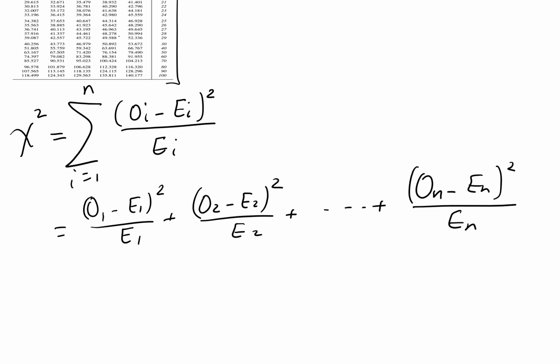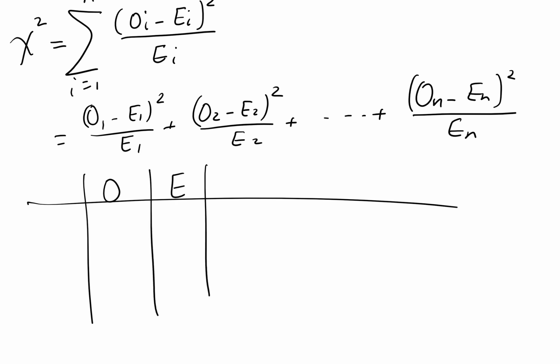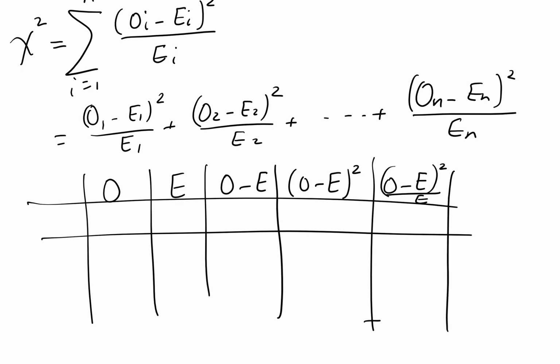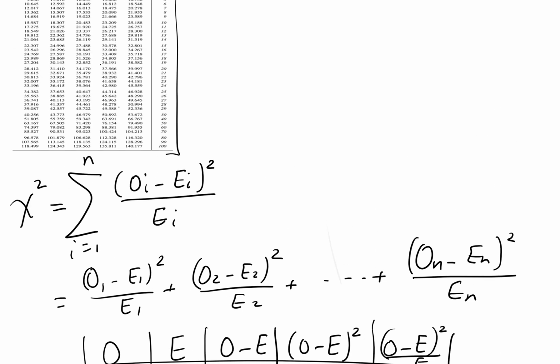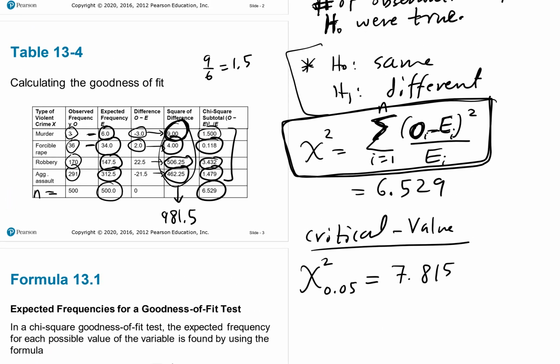So a table is the easiest way to organize the work. You always take the observed and expected, find each one's difference, O minus E, then square that, then divide O minus E squared by E, and then sum them up. That's what we need. That's the chi-square. This is the procedure. Now, let's keep this on the side.